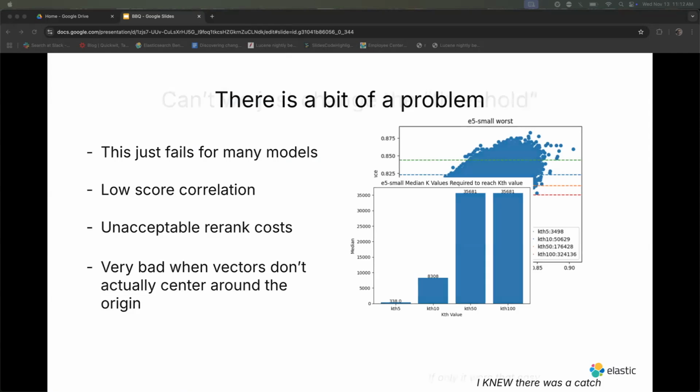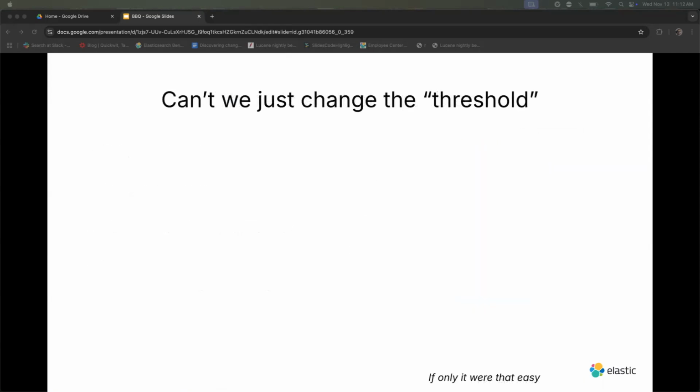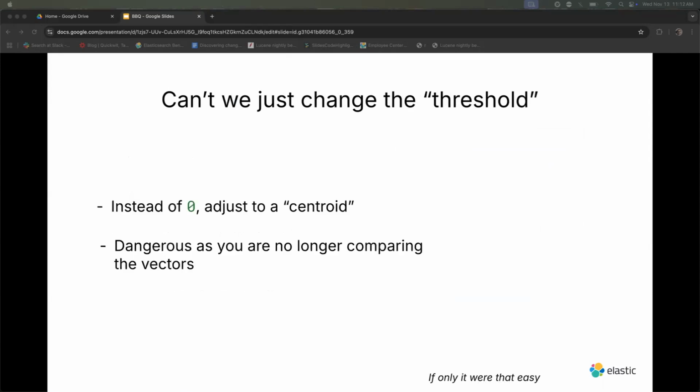And so one of the questions then becomes, let's just not use 0. Hey, I know how to cluster things. Let's use a centroid. Well, this becomes dangerous, and I'll talk about how to get around this in a minute, because now what you're doing is comparing vectors that are centered on a centroid, not the vectors themselves. Folks who know linear algebra will explain to you why that doesn't work. But luckily, linear algebra is also to the rescue.